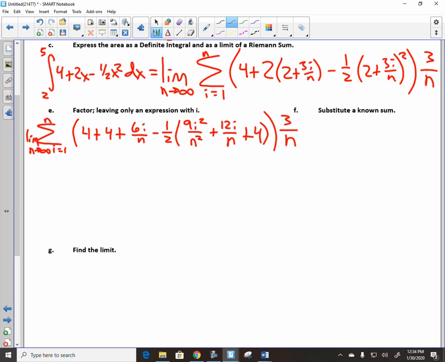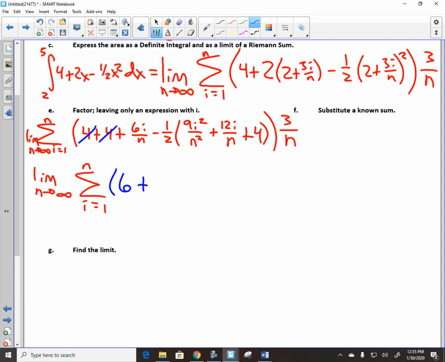Limit as n goes to infinity of the sum from i equals 1 to n of, do you guys want to just do the 4, or do you want to also distribute the half? What do you want to do in this step? Okay, so I'll cross off terms. We've got 4 and 4 makes 8, and then negative 1/2 times 4 will be negative 2, so I'll end up with 6.